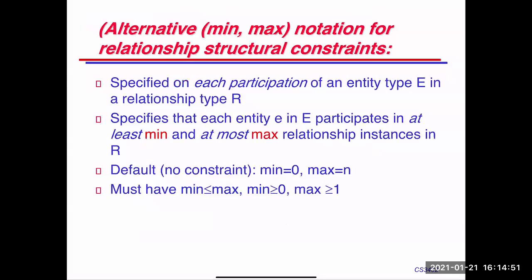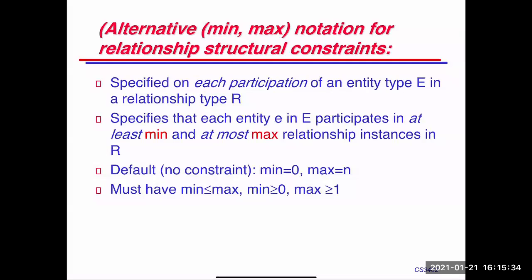All right, so now here's an alternative notation that you can use to specify some structural constraints. This is the min-max notation. You specify the minimum and the maximum number of relationships that an entity can participate in. This notation is specified on each participation of an entity type E in a relationship type R. As I said, it specifies that each entity E will participate at least a min number of times and at most a max number of times in the relationship.